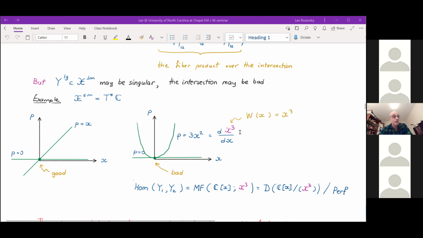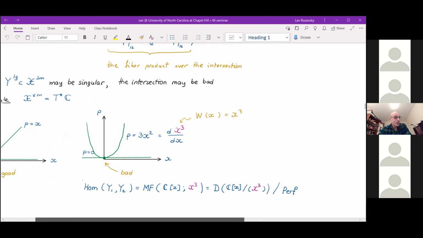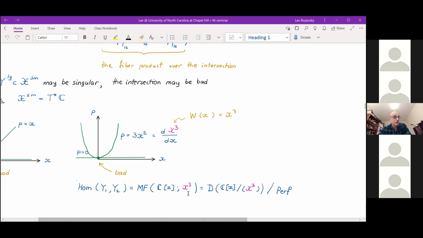or differential of a function. 3x squared is the derivative of x cubed. And then the category of intersection will be the category of matrix factorizations of this x cubed, which one way to define this category, and it is a more conceptual way, in fact, is to take the derived category of modules of C[x] mod x cubed.